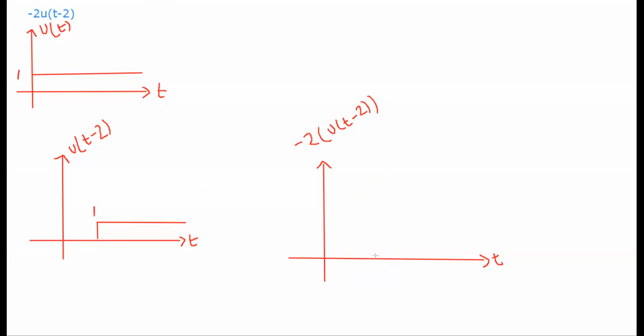So can I draw the signal in the positive axis or negative axis? Above the x-axis or below the x-axis? See, if 1 is multiplied with minus 2, then the resultant should be minus 2. So the signal should be drawn in the negative axis. Is it clear? This is how minus 2 into u of t minus 2 looks like.